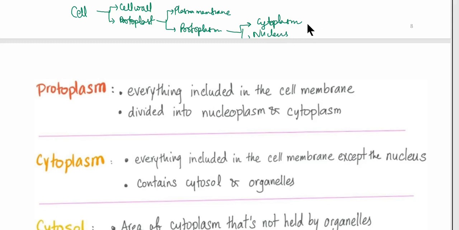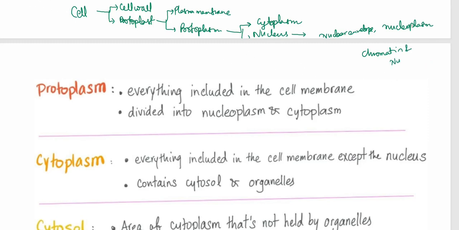And now let's discuss about the nucleus. It contains the nuclear envelope, nucleoplasm, chromatin and nucleolus.